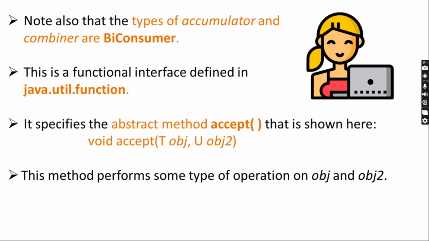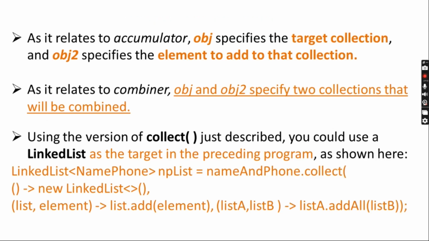The types of accumulator and combiner are BiConsumer. BiConsumer is a functional interface defined in java.util.function as well. Okay, only one abstract method, accept, is provided, with two parameters, object 1 and object 2. So this method performs some type of operation on object 1 and object 2. As it relates to accumulator, object 1 specifies the target collection and object 2 the element to add to that collection. For the combiner, object 1 and object 2 specify two collections that will be combined together.